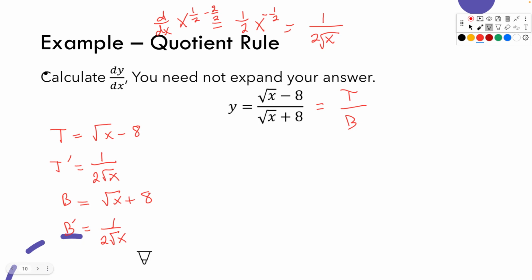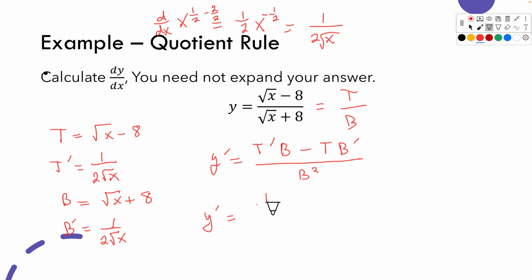Okay, I go to put my pieces together, and so the derivative of y is going to be the derivative of the top times the bottom minus the top times the derivative of the bottom, all over the bottom squared. And again, as you do these, just write this out multiple times and you will remember it. Okay. So the derivative of the top is 1 over 2 square root of x.